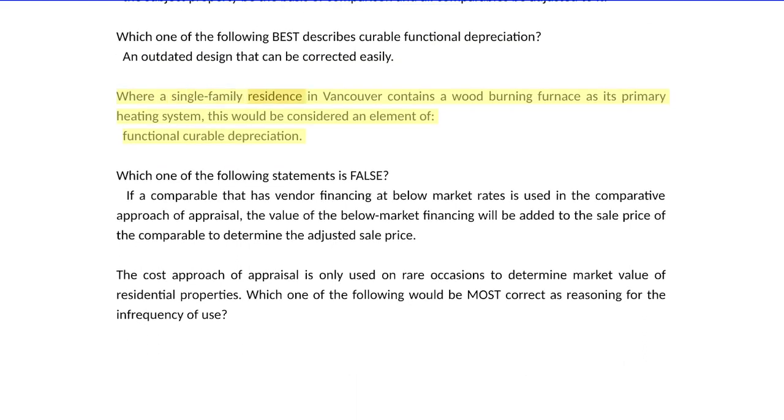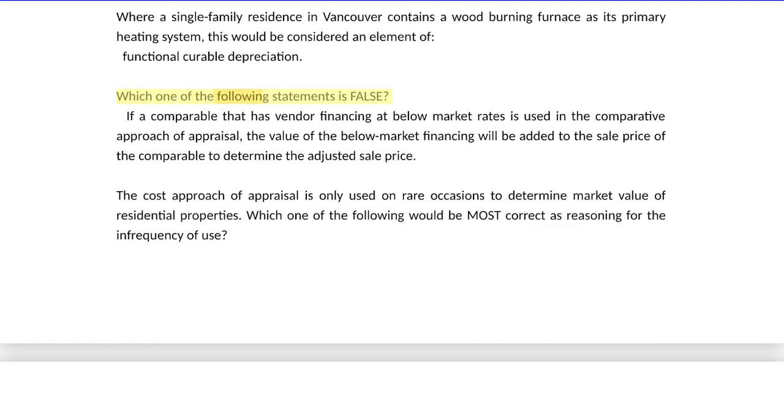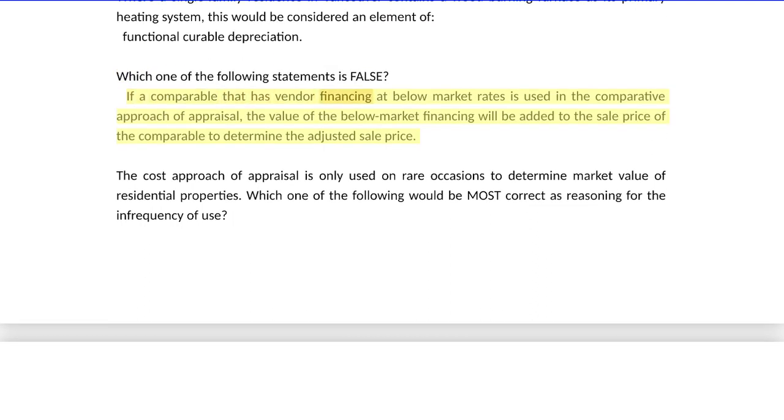Where a single-family residence in Vancouver contains a wood-burning furnace as its primary heating system, this would be considered an element of functional curable depreciation. Which one of the following statements is false? If a comparable that has vendor financing at below-market rates is used in the comparative approach of appraisal, the value of the below-market financing will be added to the sale price of the comparable to determine the adjusted sale price.